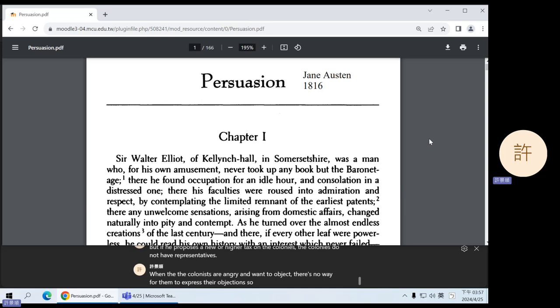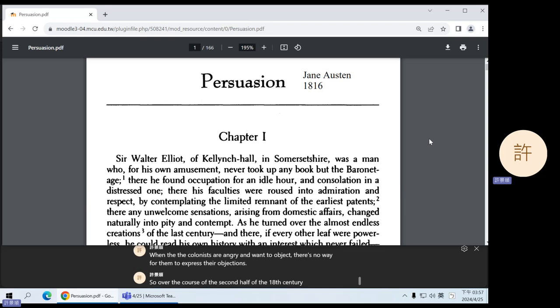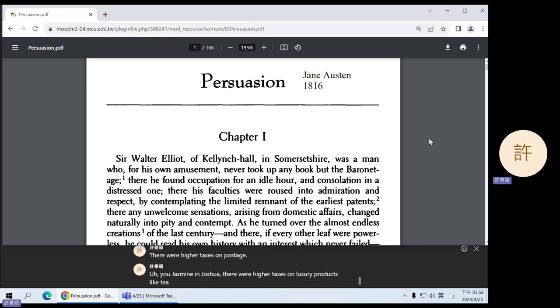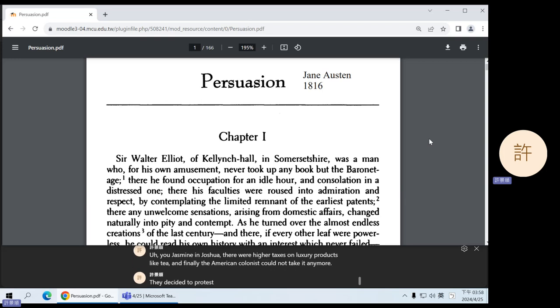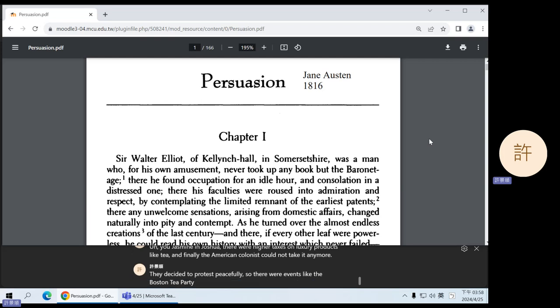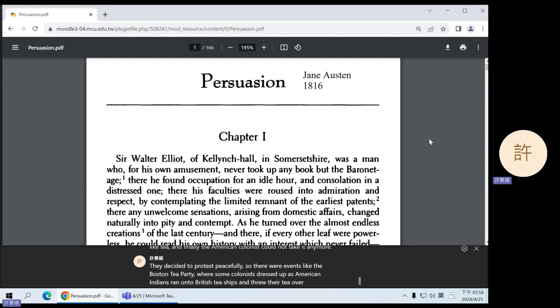So over the course of the second half of the 18th century, taxes in what is today the United States started going higher. There were higher taxes on postage, the stamp tax. There were higher taxes on luxury products like tea. And finally, the American colonists could not take it anymore. They decided to protest peacefully. So there were events like the Boston Tea Party, where some colonists dressed up as American Indians ran onto British tea ships and threw their tea overboard into the sea as a kind of protest.